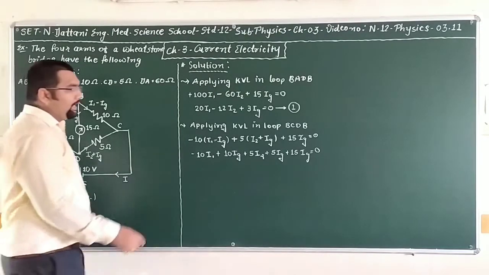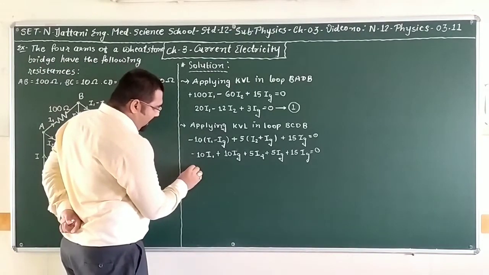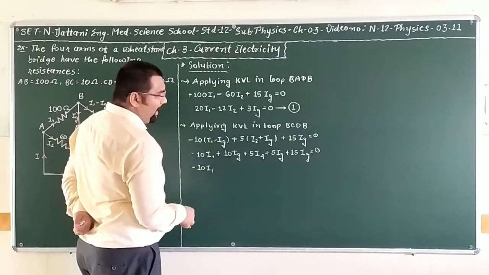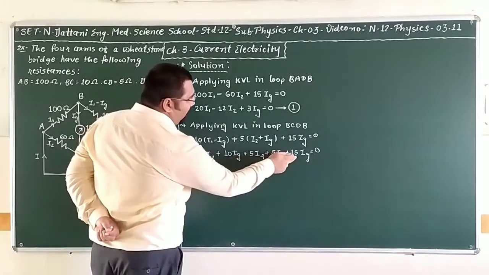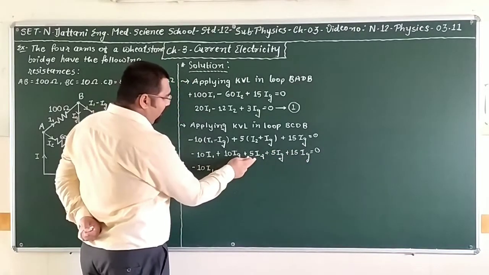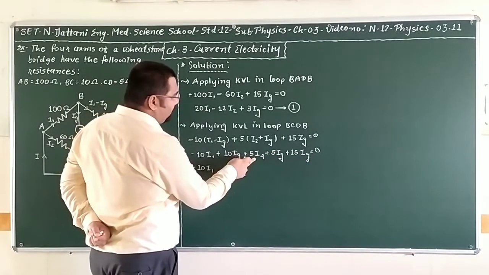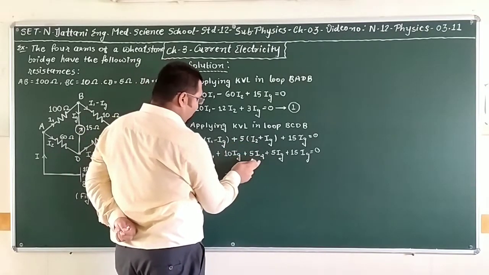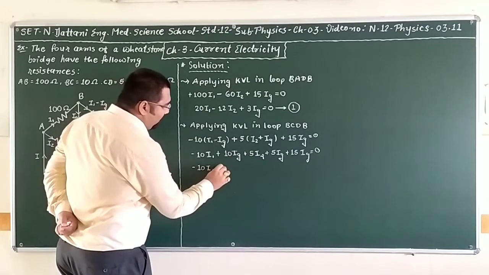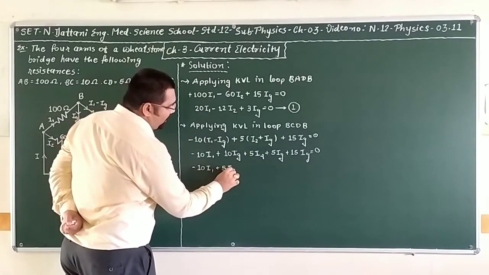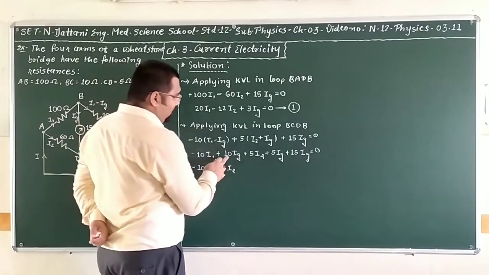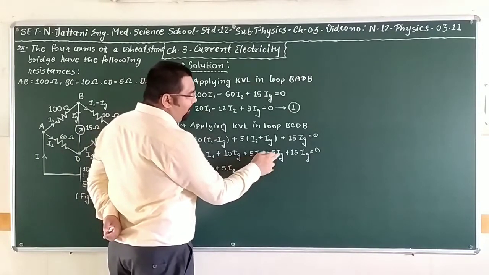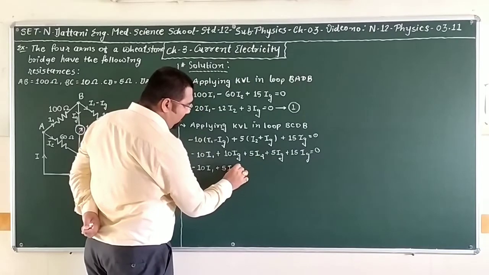Now here minus 10 I1 as it is. Now I2, 5 I2 plus 15. Here only 5 I2 is here, 5 into I2. So we will write here plus 5 I2 and Ig, that is 10 plus 5 is 15 and 15 plus 15 is equal to 30.